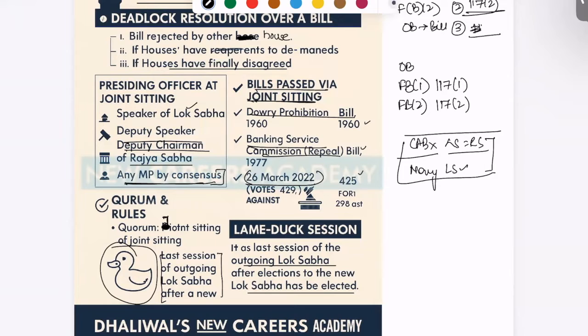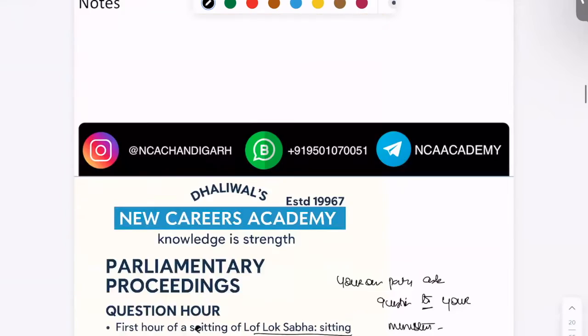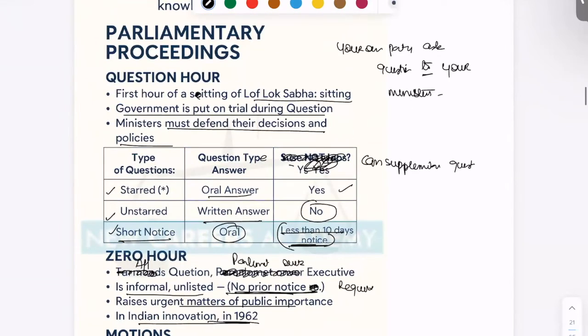Is it clear? Next, what is lame duck session? Last session of Lok Sabha, when the new Lok Sabha takes place, the old MPs who are moving away are just getting photographs clicked. They're called lame ducks because they did not win the elections. They are no longer part of the parliament. That is what we say. Parliamentary proceedings. Different parliamentary proceedings are there in the parliament.